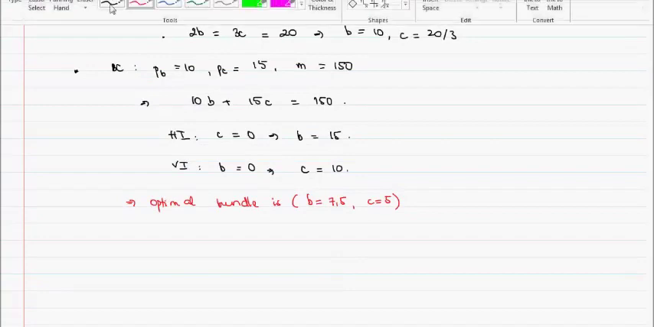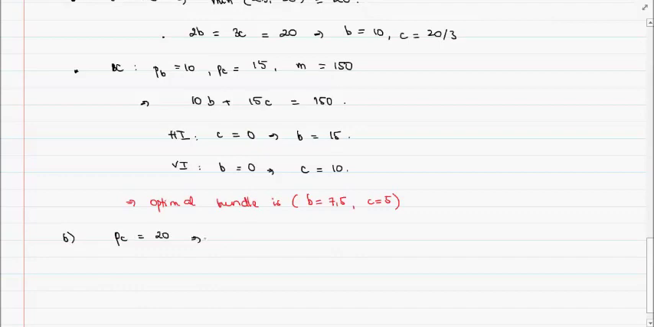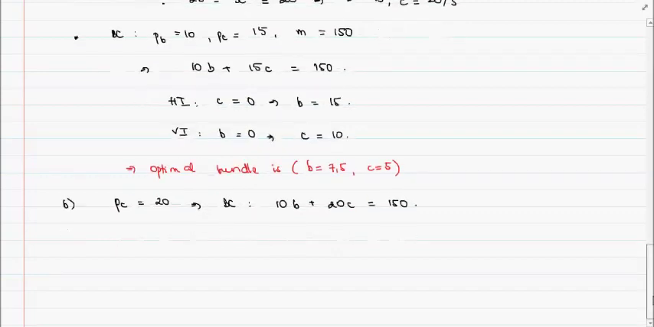Okay, now part B is asking if the price of PC increases to 20, show the change in demand. So if PC is now equal to 20, the only thing that changed is my budget constraint. Everything else remains the same. So PB remains the same, 10B, and PC becomes 20C, and that equals 150. So I just have to draw this new budget constraint, BC2, on a diagram.